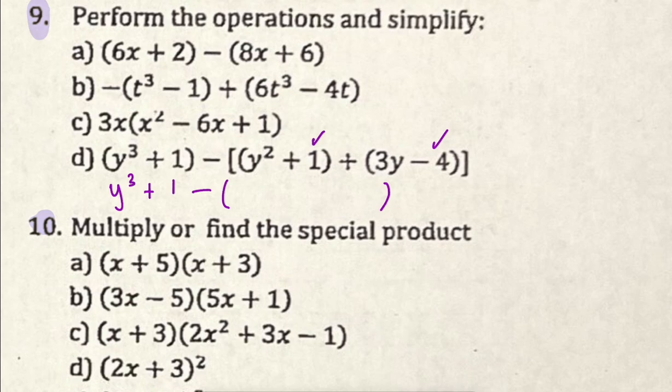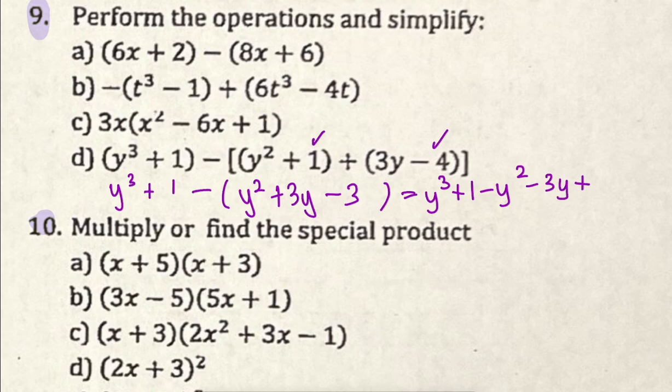Get in the habit of writing things in descending order. It's helpful, especially if you go further in your math. Just get in that habit. So we've got y squared plus 3y. The plus 1 and the minus 4 is a total of negative 3. To continue the process, the only thing left before we do our final combining of like terms is to distribute that negative. So let's go ahead and do that. So we're left with y cubed plus 1 minus y squared minus 3y plus 3.